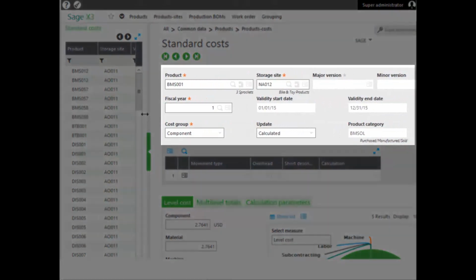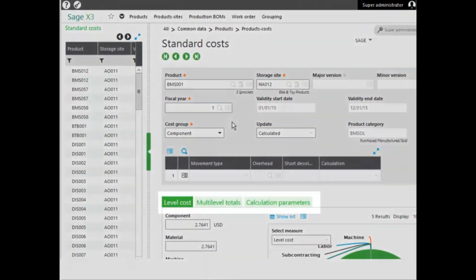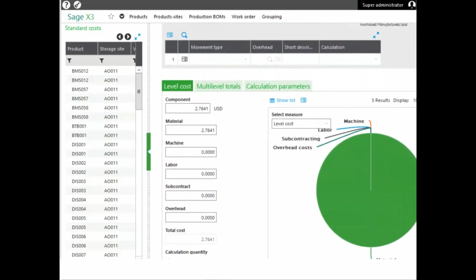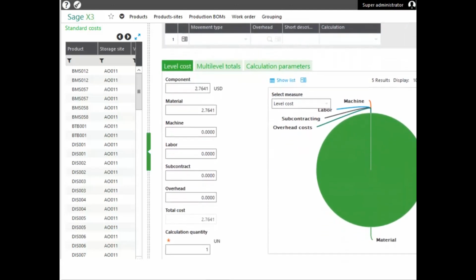The standard cost screen consists of a header and several tabs. The header displays the product, storage site, version, fiscal year, and cost group information. The first tab shows the level cost of the component, material, machine, labor, subcontracting, and also the calculation quantity, which is used to distribute fixed costs.